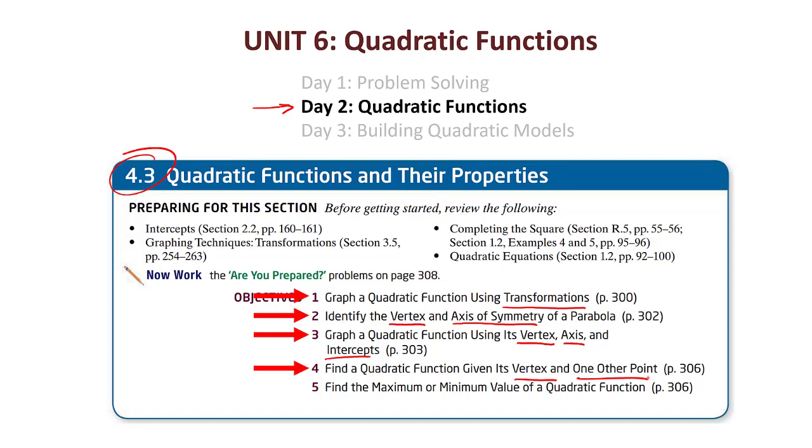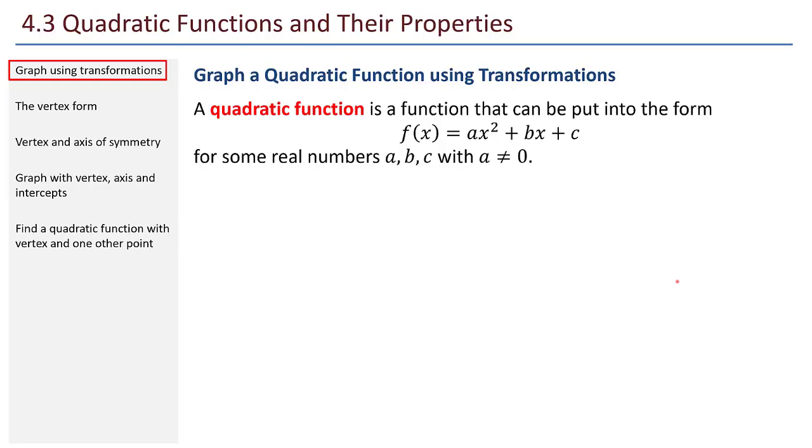Let's get to it. So the first thing is graphing using transformations. Let's graph a quadratic function using transformations. First of all, what is a quadratic function? A quadratic function is a function that can be put into the form f of x equals ax squared plus bx plus c for some real numbers a, b, c where a is not actually 0.